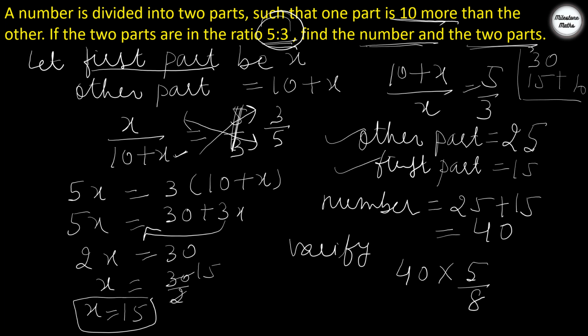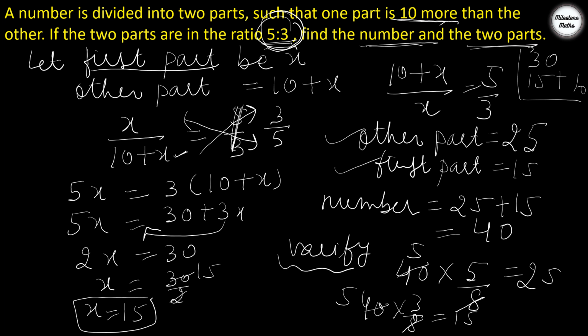When you divide something into 8 parts, 5:3 means one part is five parts out of 8, since 5 plus 3 is 8. So we are taking 5 by 8 of 40. 8 fives are 40, so you are getting 25. And what is the other part? For that, 3 by 8, which is 15. Right? So you can verify your answer for all algebraic equations.